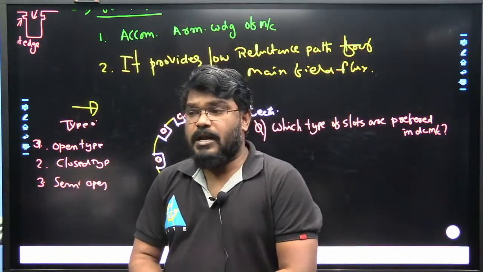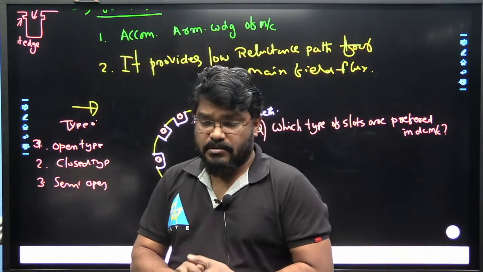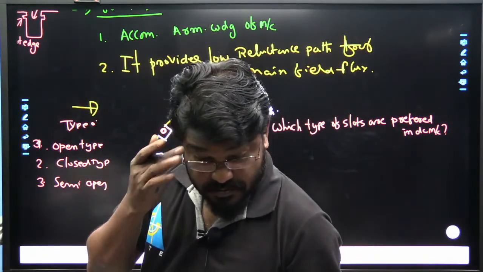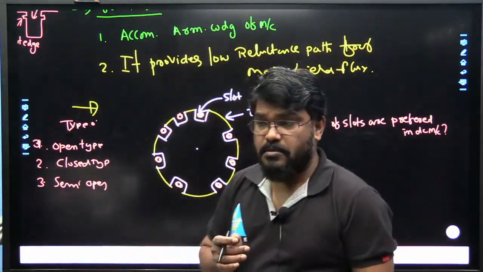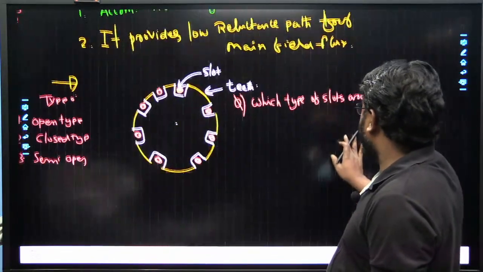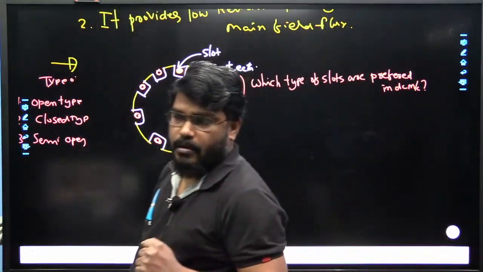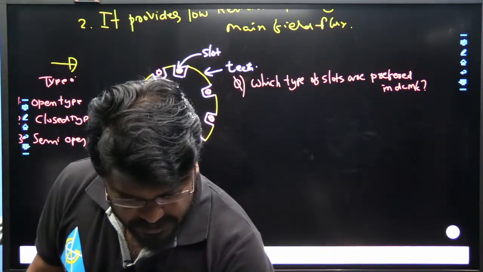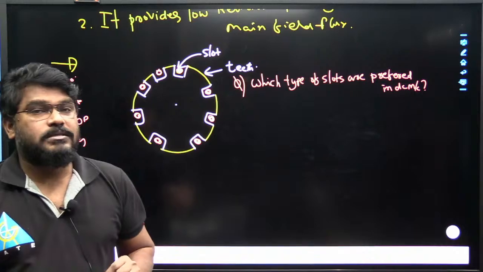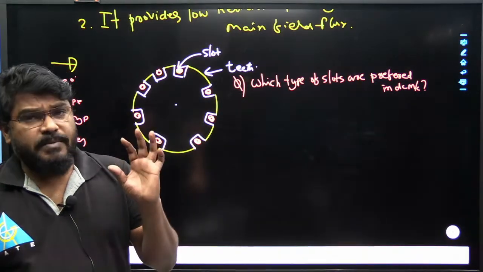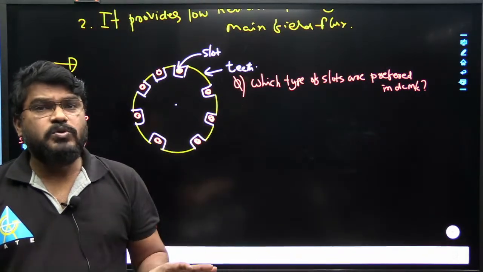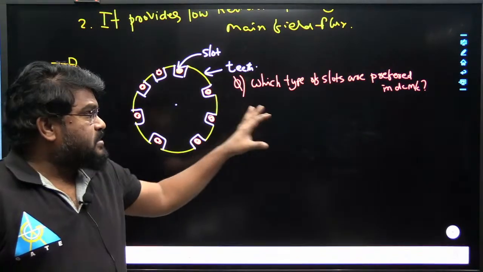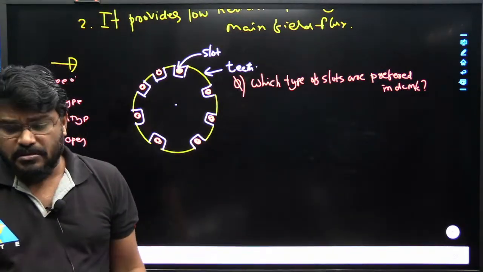Which type of slots are prepared in the DC machine? Answer it. We have 3 types of slots. One is the open type, semi-open type, or semi-closed type, or one more is the closed type slots. So which type of slots are prepared in the DC machine?